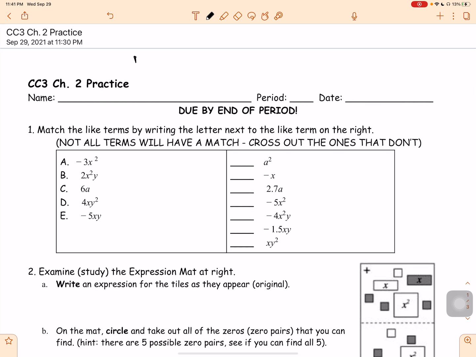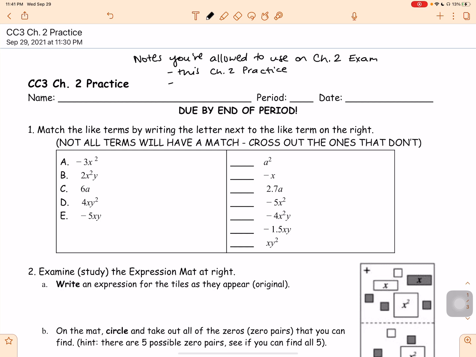So notes you're allowed to use on the Chapter 2 exam. So first of all, this practice, right? So this Chapter 2 practice.